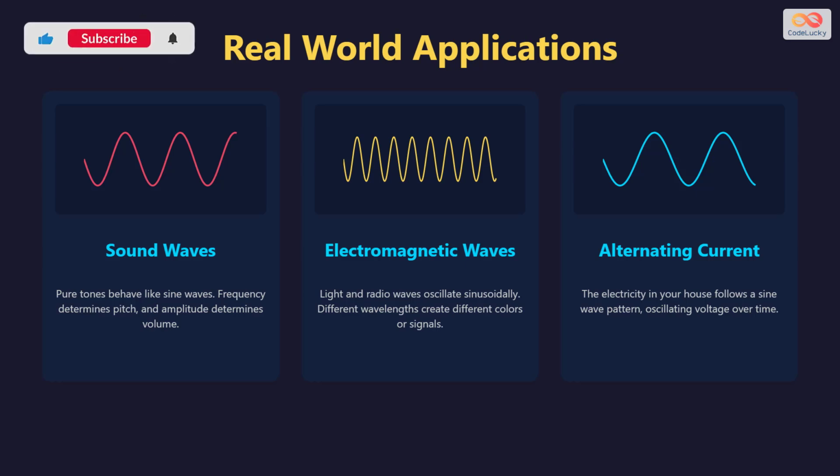The sine wave is not just a mathematical abstraction. It models reality. Sound waves consist of oscillating air pressure that follows a sine pattern where frequency determines pitch. Light and other electromagnetic waves also oscillate sinusoidally. Even the alternating current electricity that powers our homes follows this voltage pattern over time.